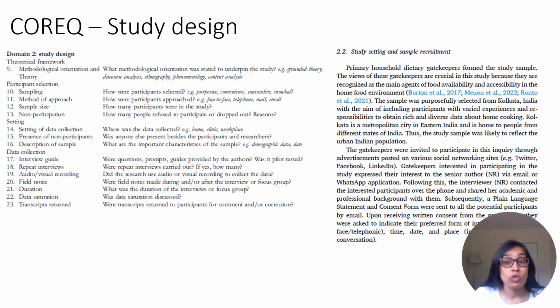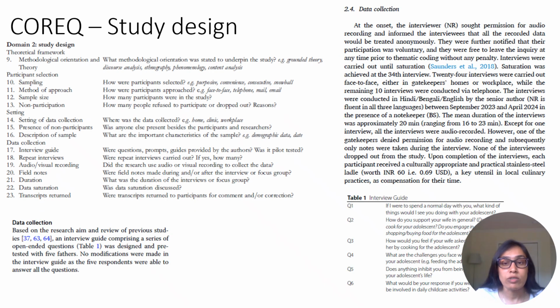Now, this talks about the study setting and sample recruitment under the domain of study design of the COREQ checklist. Moving on, it's the same domain, we're talking about study design, but another section of that is regarding data collection. Important. Now, what are the points under data collection? We have items 17 to 23, that is around 7 items.